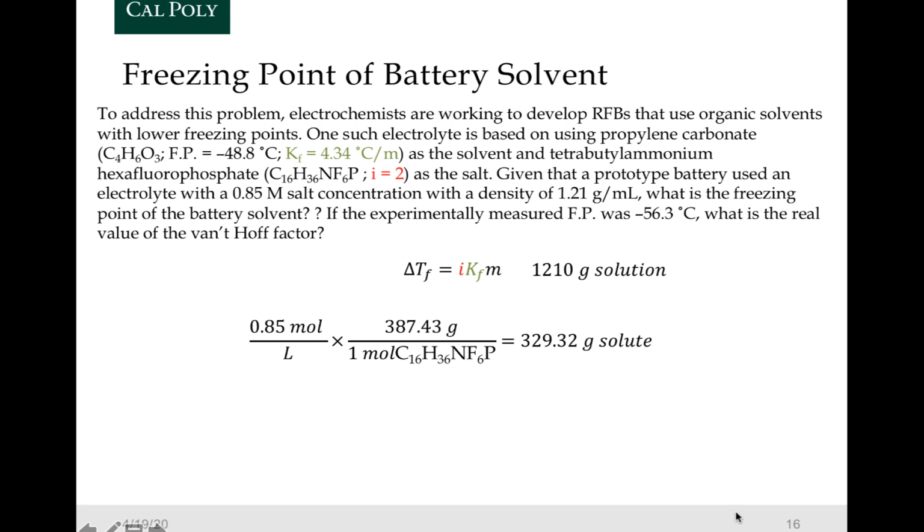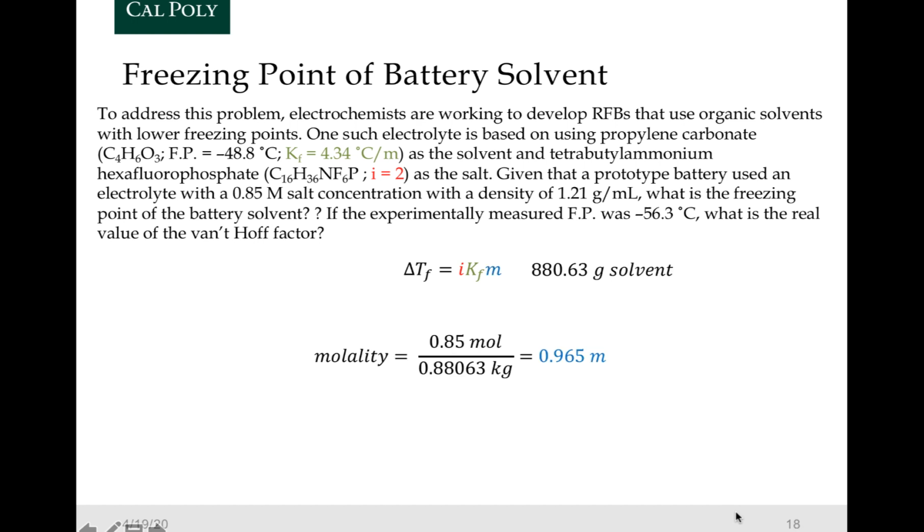Now, since we know the mass of the solvent is equal to the mass of the solution minus that of the solute, we can calculate that we have 880.63 grams of solvent. In this case, the solvent is propylene carbonate. Now that we know the number of moles of our salt and the mass of our solvent, we can convert that into kilograms because that will give us molality. The moles divided by the kilograms gives us molality. We can calculate that the molality of our solution is 0.965 molal.